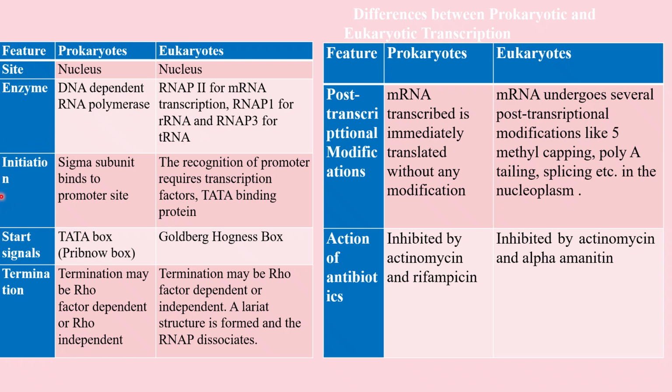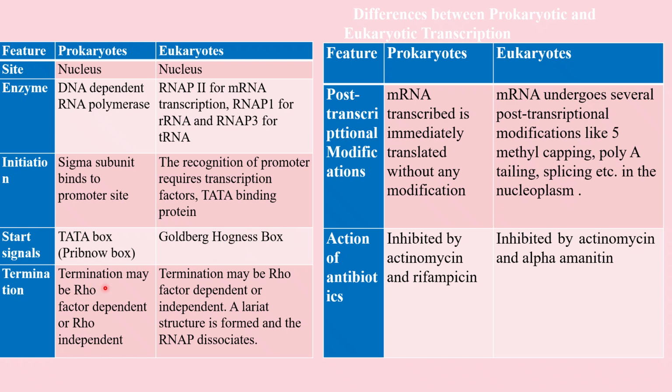Then initiation of transcription happens through the sigma subunit, which binds to the promoter sites in the prokaryotes. While in the eukaryotes, the recognition of the promoter requires transcription factors. There are a lot of proteinous transcription factors which attach themselves to the site of a TATA box, a TATA binding protein, or to the Goldberg-Hogness box. Then the start signal is the TATA box in the prokaryotes, while it is the Goldberg-Hogness box in the eukaryote.